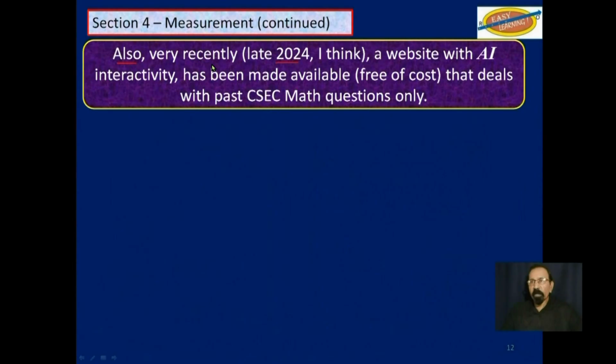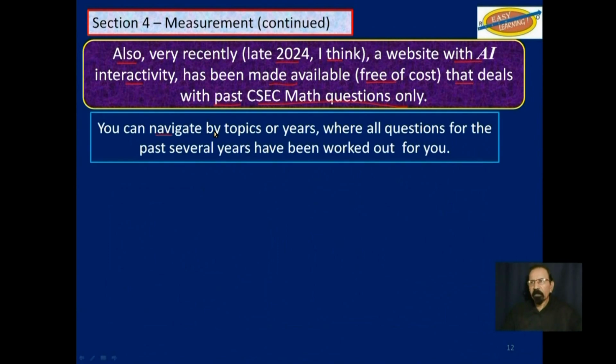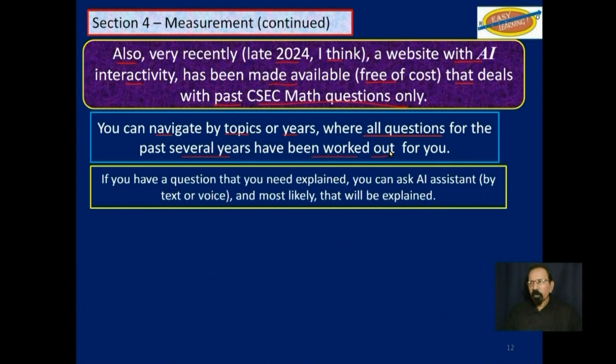Also, very recently, late 2024, I think, a website with AI interactivity has been made available free of cost that deals with past CSEC math questions only, specifically from paper 2. You can navigate by topics or years where all questions for the past several years have been worked out for you. If you still have a question that you need explained, you can ask the AI assistant either by text or voice, and most likely it will be explained.